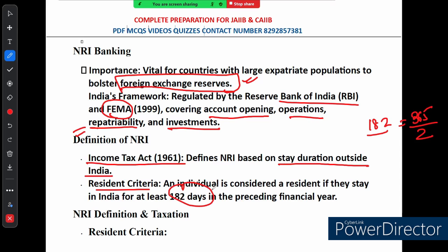Now to wrap it up, NRI banking is crucial for India because it helps strengthen the country's foreign exchange reserve. It is regulated by RBI as well as FEMA, and to be considered an NRI, you need to live outside India for more than 182 days in a year. In the next slide, we will dive deeper into the types of NRI accounts and the benefits they offer. Let's come to the next slide.